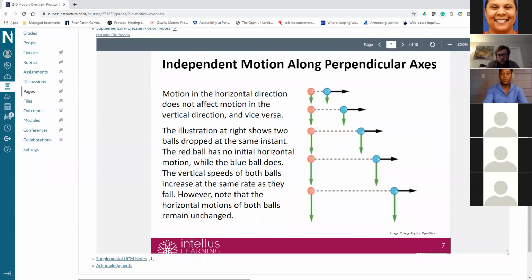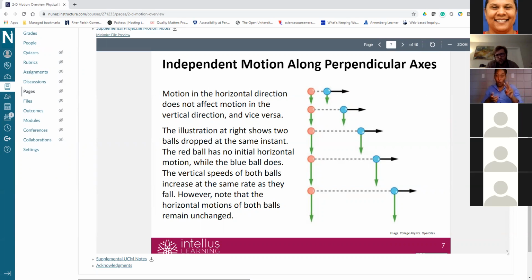Now it might seem at first glance that this is going to be complicated because we're describing an object that's moving horizontally and vertically. But the nice thing is, for the objects that we're going to be studying, the horizontal motion and the vertical motion don't affect each other. So it's almost like I have this object moving horizontally and vertically, but I can take the horizontal motion and separate it out, and I can take the vertical motion and separate it out.